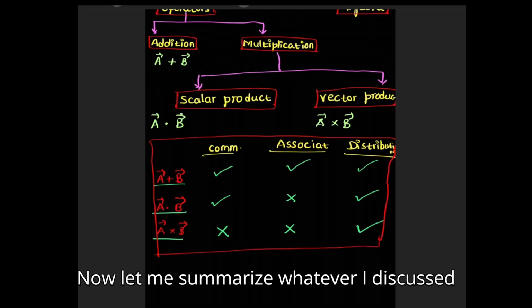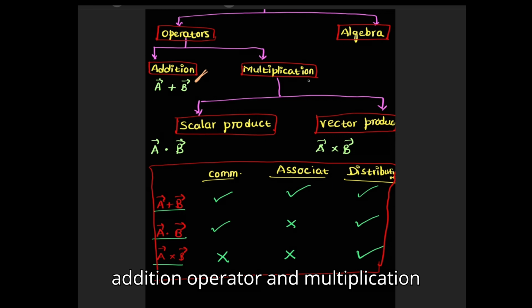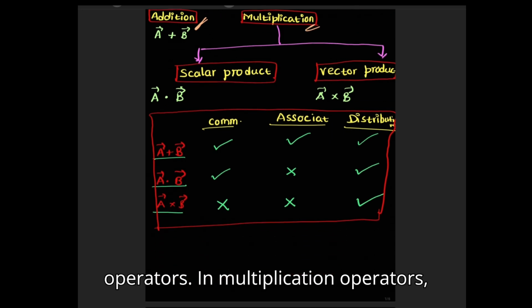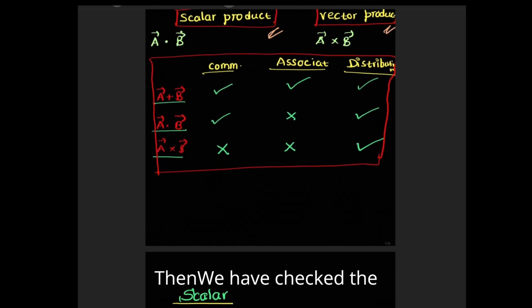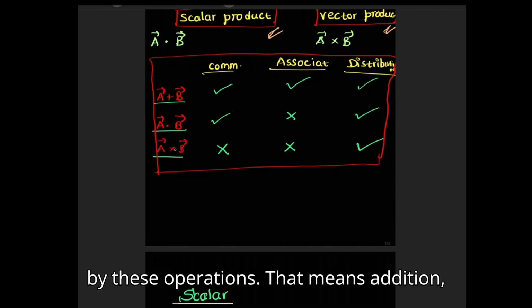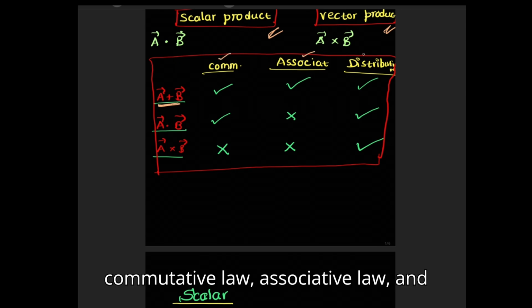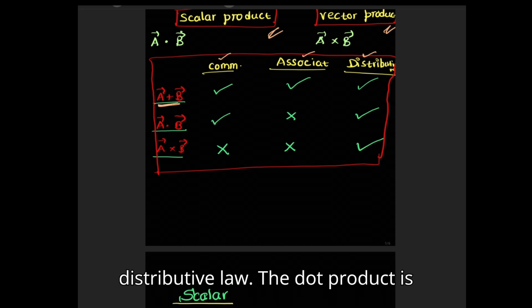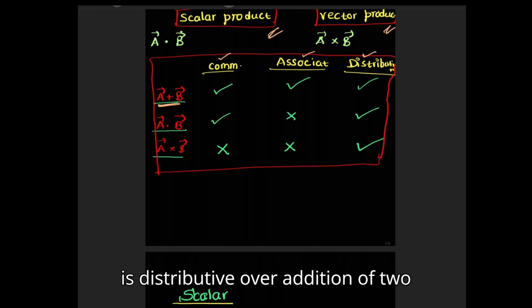Now let me summarize whatever I discussed in this video. The first one we have discussed is different types of operators, that is addition operator and multiplication operators. In multiplication operators, scalar product and vector product are the two types. Then we have checked the mathematical laws that are obeyed by these operations. Addition, that is a bar plus b bar, obeys commutative law, associative law and distributive law. The dot product is commutative but not associative, but it is distributive. And the cross product is not commutative, not associative, but it is distributive over addition of two vectors.